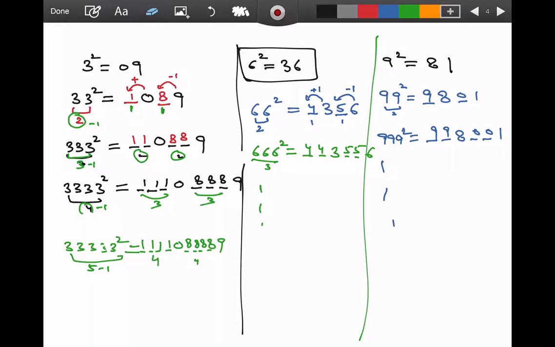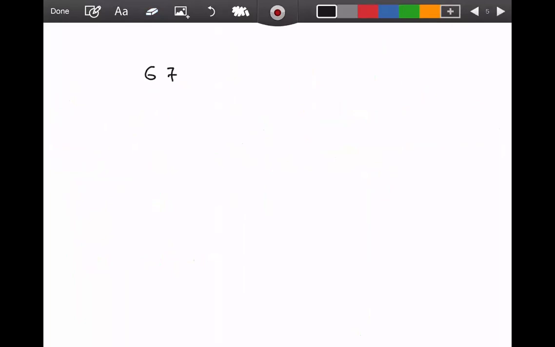And someone tell me what is 67 square in 5 seconds or 10 seconds or 30 seconds. So what? 67 square. 4489. Bhavya, yes, tell me your method. Sir, I just multiplied it. Yes, sir. Tell me what is 89 square.